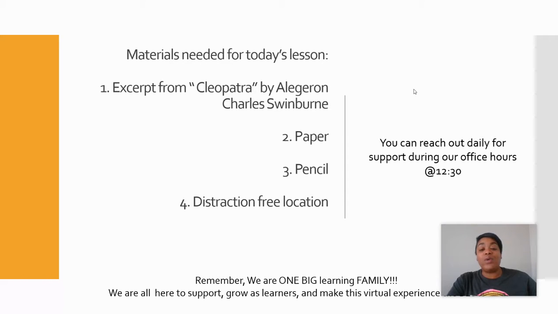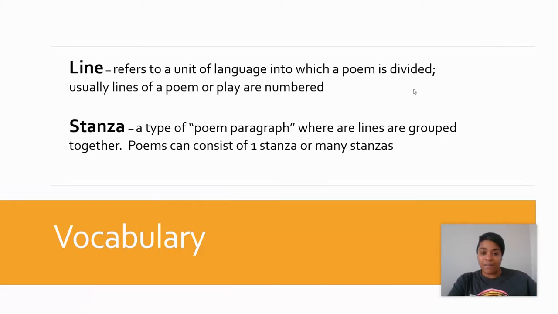Scholars, remember that we're one big learning family, all here to support, grow as learners, and make this virtual experience the best experience ever. Our vocabulary terms for today are: line. What word? A line refers to a unit of language into which a poem is divided. Usually, lines of a poem or play are numbered. The word is line. What word?